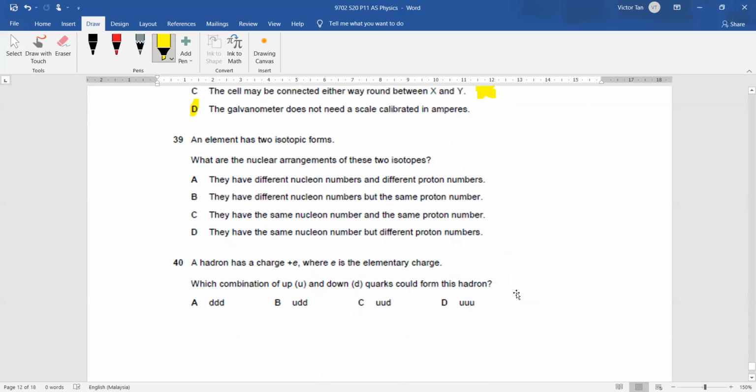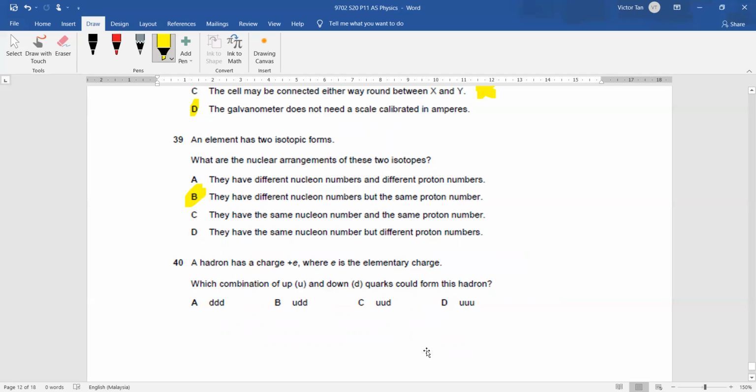An element has 2 isotopic forms. What are the nuclear arrangements of these 2 isotopes? They have different nucleon numbers and different proton numbers. They have different nucleon numbers, same proton number. This is the meaning of isotopes. It's very clear. Chemistry also has it.